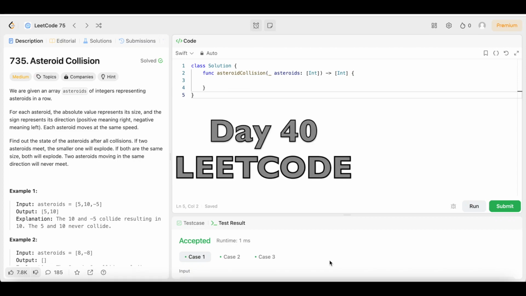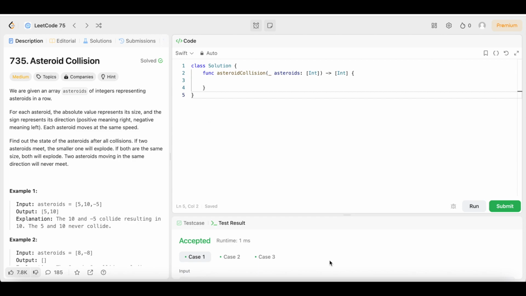Day 40 of doing a LeetCode problem every day until I get a job. All right, guys, we're back again. Another day, another LeetCode problem. We're at day 40 already. Time sure is going fast, isn't it? And I don't see any time of us stopping soon.